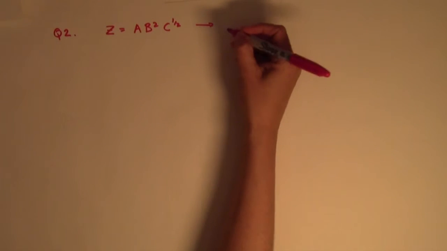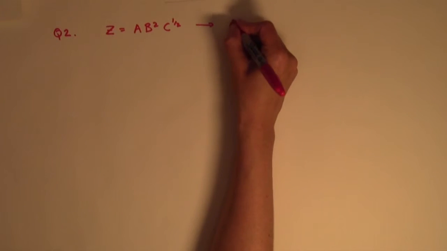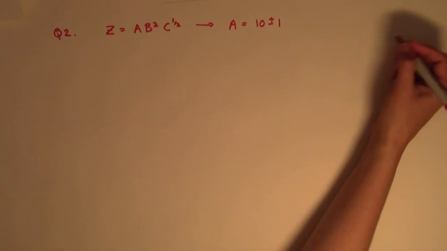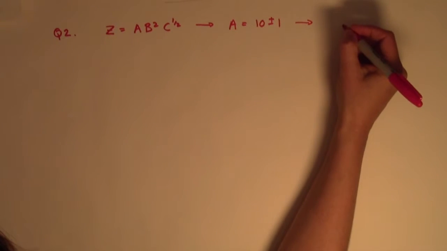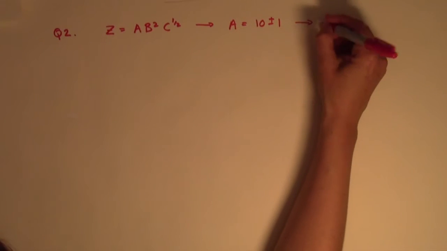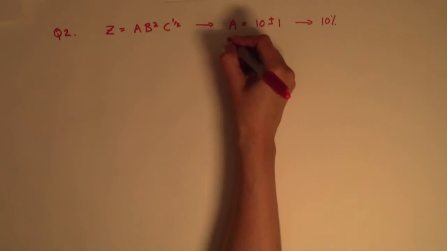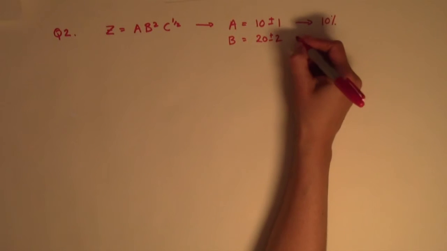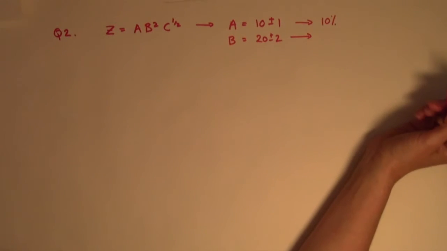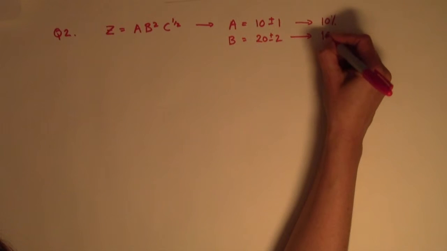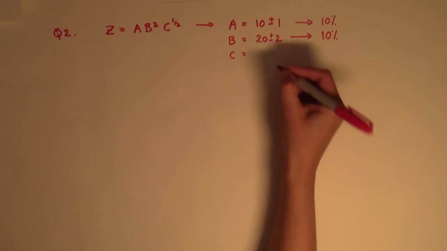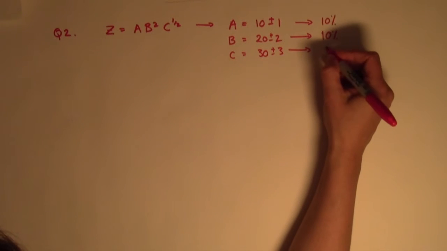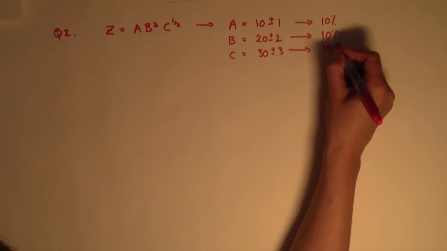Okay, and we've got our values for a, b and c, where a is 10 plus or minus the value of 1. So the percentage error in a is 1 divided by 10 times 100, so that's 10%. Okay, we've got b equivalent to 20 plus or minus 2. So the percentage error of b would be 2 divided by 20 times 100, which is also 10%. And we have c, which is the value of 30 plus or minus 3. So again, 3 divided by 30 times 100 is also 10%.